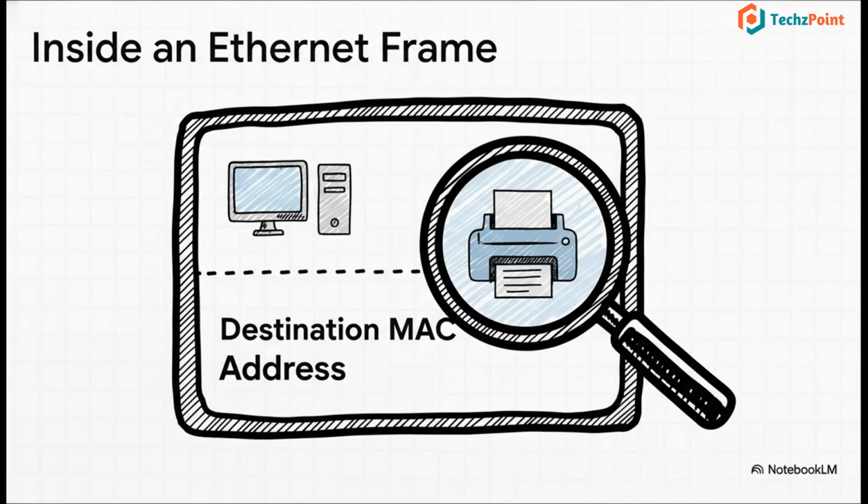Okay, and here's the really cool part. When a switch gets one of these data frames, it's basically like a piece of mail. It has a from address and a to address. But here's the genius of it. To do its job, the switch only has to look at one single thing, the destination MAC address. That's it. That's all the info it needs to deliver that message to the exact right spot.